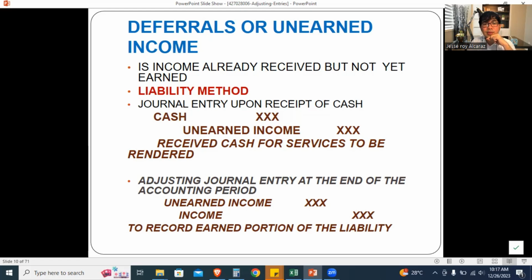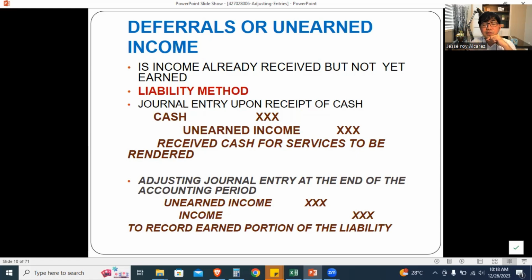So again, deferrals or unearned income are liabilities. Advance payment by our clients. Income already received but not yet earned. Okay, liability method ang ato ang gamiton diri.